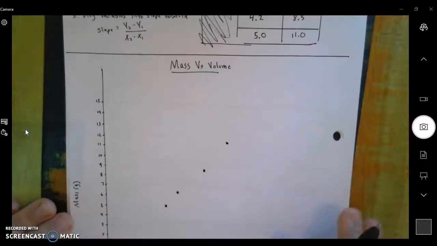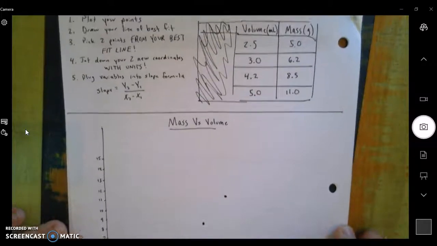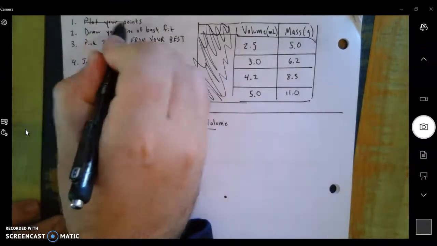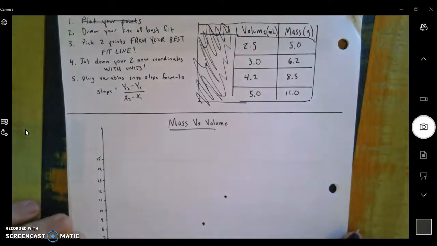So now my points are all plotted. Our next step, I'm going to cross out step 1, so we plotted our points. So now we will need to draw our line of best fit.